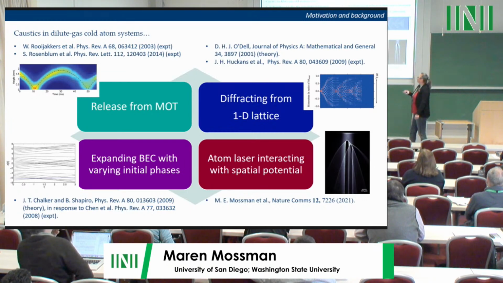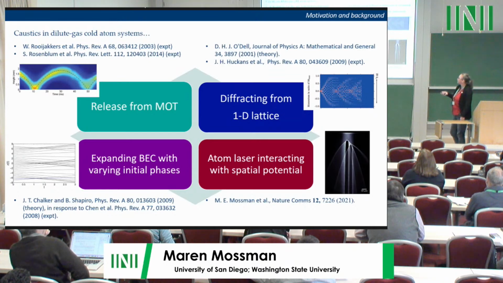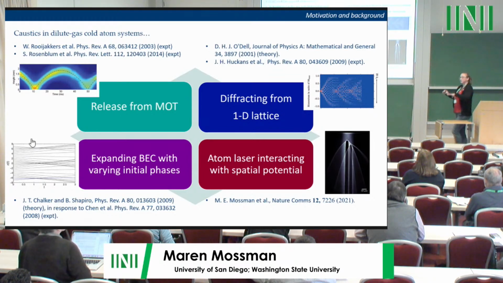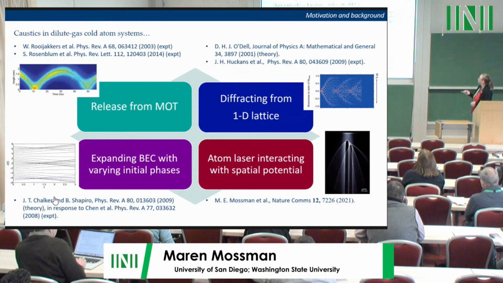It's all put together. This is some theory work that was done in 2009 in response to a 2008 experiment by the Hewlett group on expanding BECs when you vary their initial phase. Again, time slices. And then we have our work right here, where this is a single image that we've taken. So this is one image taken over all of the atomic trajectories. A different type of platform to look at this work.